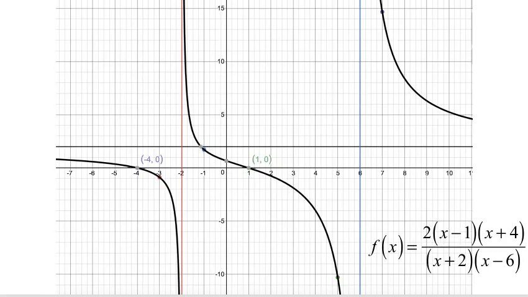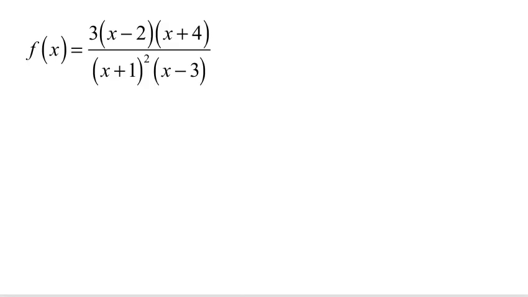Indeed, you can see the behavior happening the way we expected. At negative 2, from the left going down, from the right going up. At 6, from the left going down, from the right going up. They have to be different because, again, those are first order asymptotes. Okay, let's take a look at our next question.